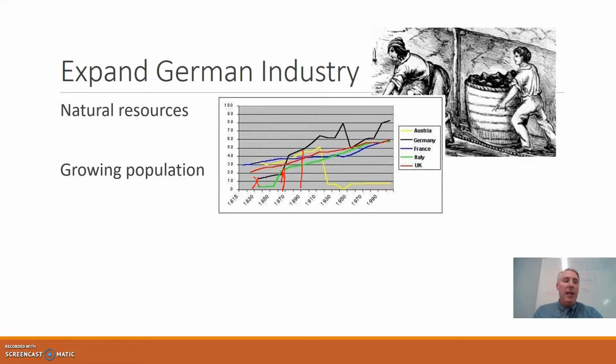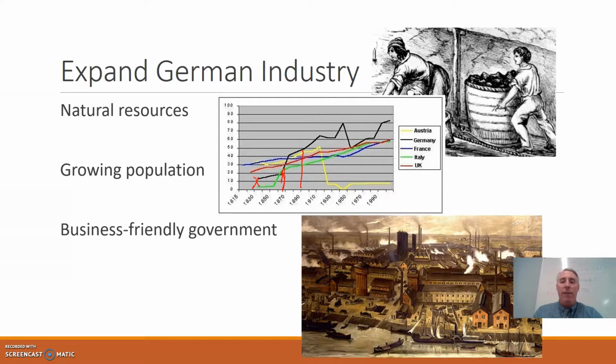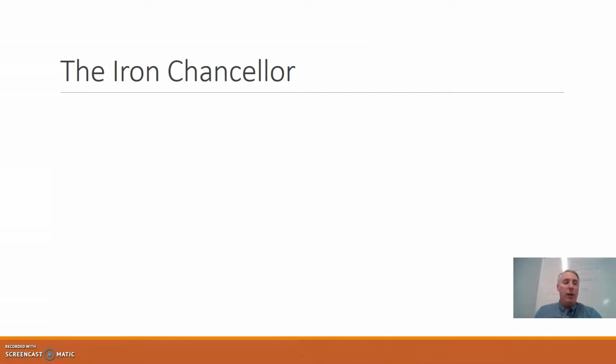And lastly, Germany had a very business-friendly government. It supported the expansion of factories and industrial enterprises like railroads. It protected German businesses by making foreign-made goods more expensive. It figured that wealthy German businesses were good for the country as a whole. Now, much of Germany's growth was due to Bismarck himself, and he gained the nickname the Iron Chancellor.